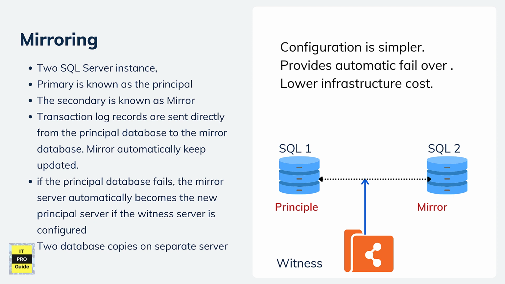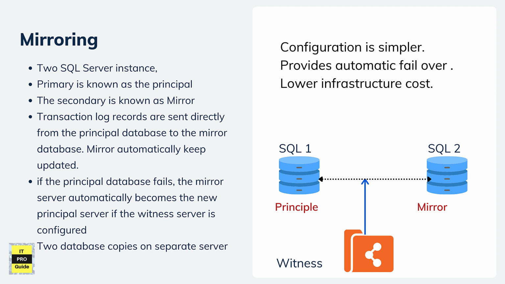The next high availability option is mirroring. Instead of primary and secondary database, as we mentioned in the previous log shipping option, here we call it principal and mirror. So principal database and mirror database. You don't need to have a shared folder for log transfer.